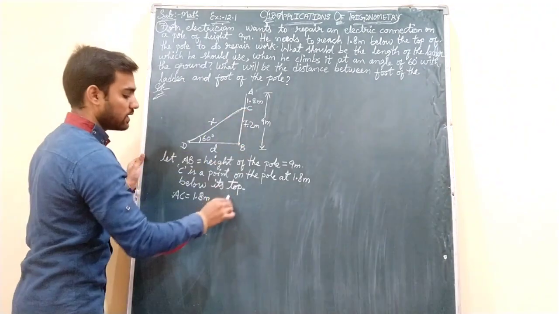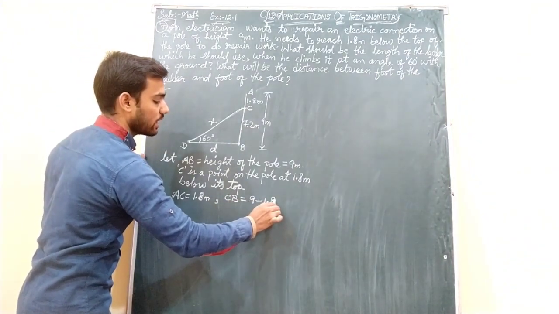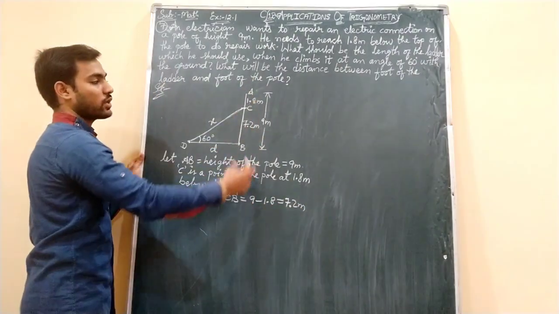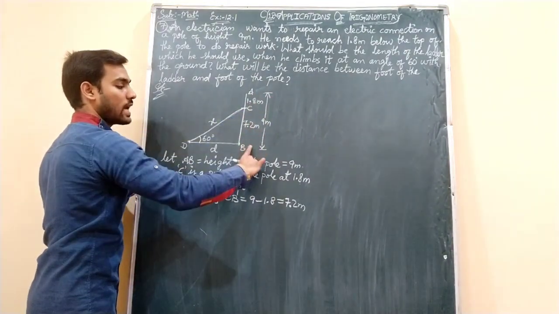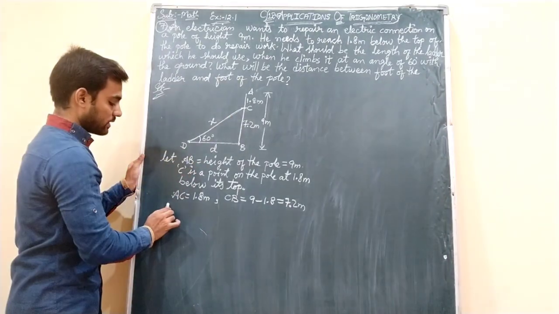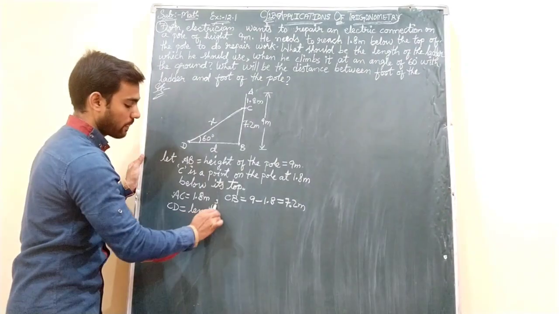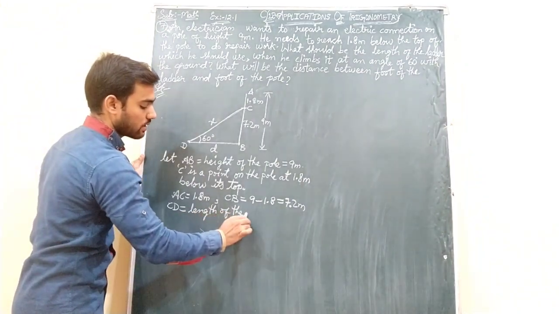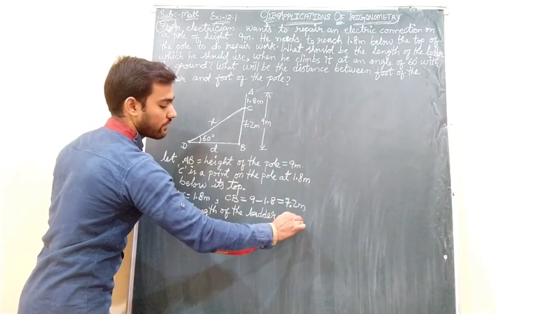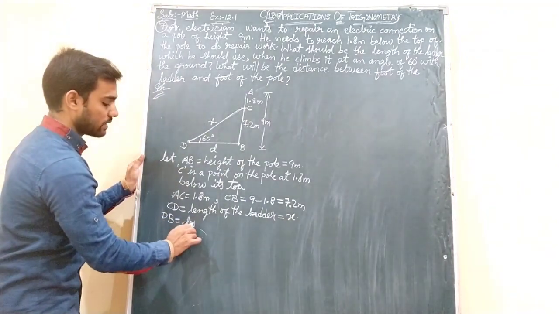Then CB we need to see. CB will be 9 minus that 1.8, which is nothing but 7.2 meters when you subtract 9 minus 1.8. So for CB, from this complete 9, you need to take out this 1.8 so that you should get 7.2 meters. Now, CD is length of the ladder. Okay, students, CD is what? It is length of the ladder we have taken as X, and DB is what? DB is distance.